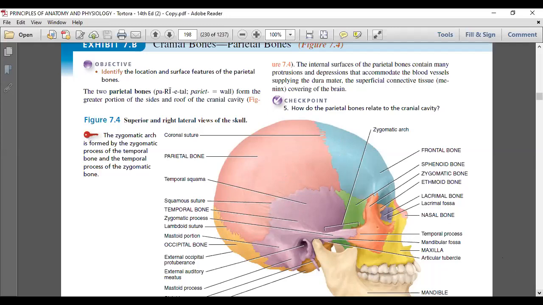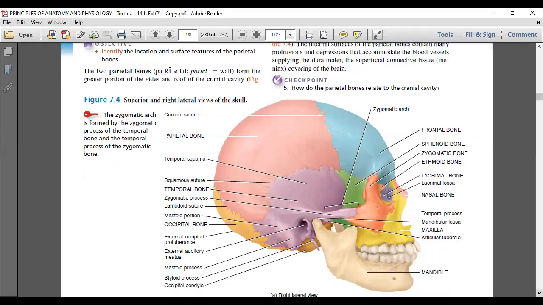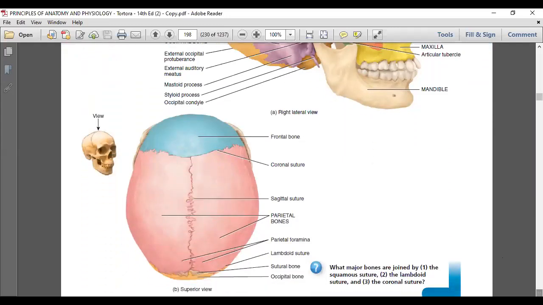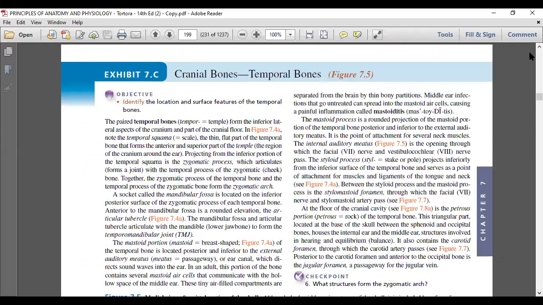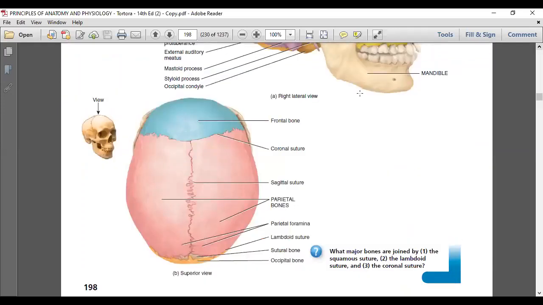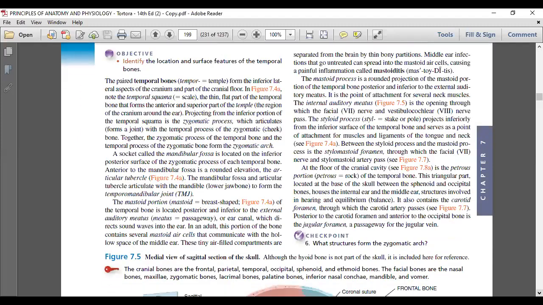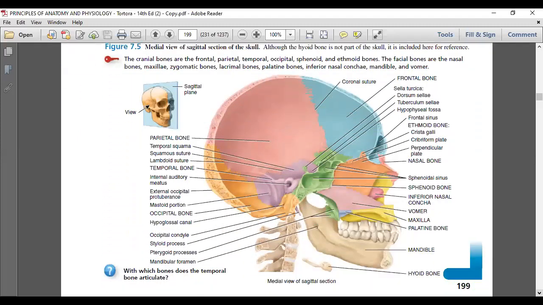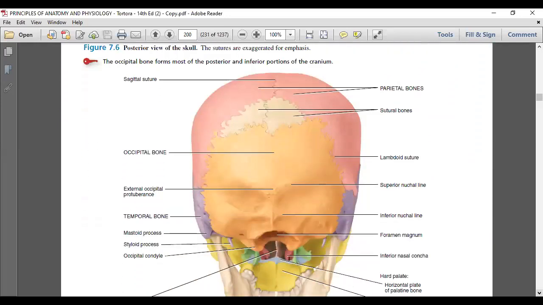Okay. Next, we'll go down. Here you can see sutures clearly. Okay, last. Yeah, this is the coronal suture. In between the parietal bones there is a suture, the sagittal suture. Okay, so now going down, sphenoid, ethmoid, we have seen all of these.